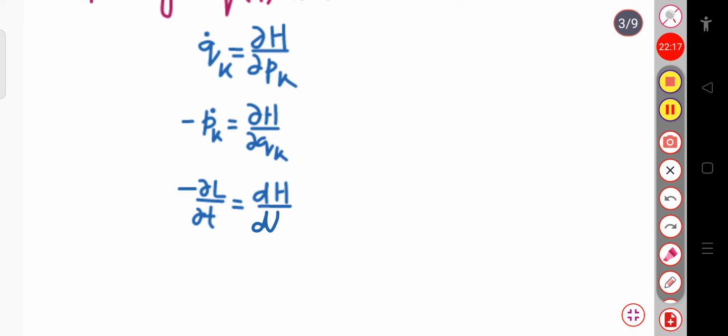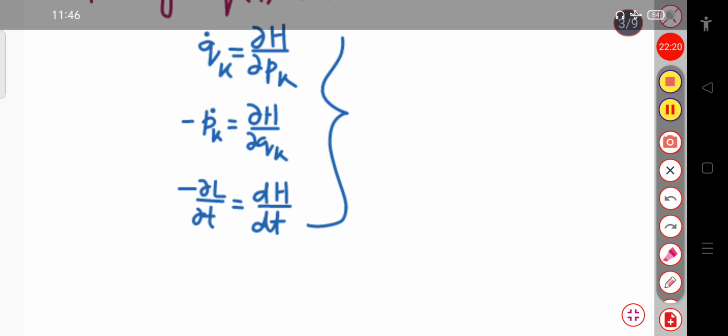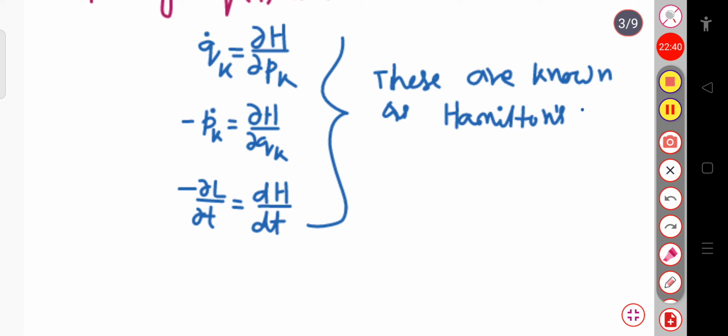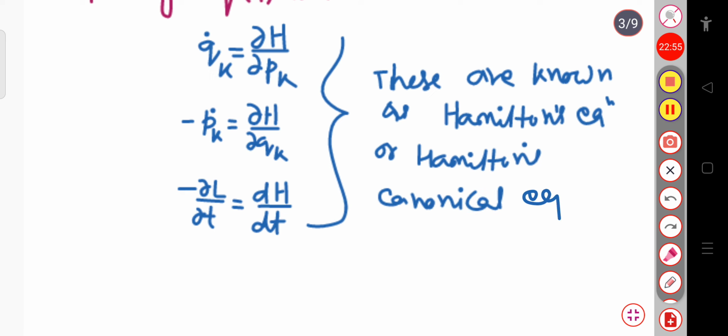So these are called Hamilton's equations of motion. These are known as Hamilton's equations, or Hamilton's canonical equations of motion.